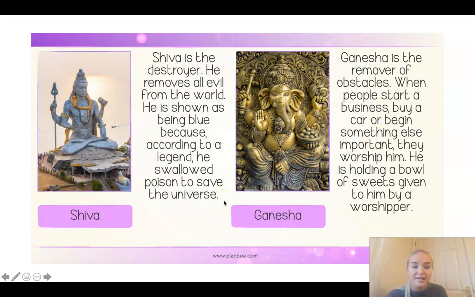The final god that we are going to look at today is Ganesha. Ganesha is the remover of all obstacles. So when people buy a business or buy a car or begin something else important that they want to invest in, Hindus worship Ganesha because they believe that he is going to remove all obstacles that might be in the way of you achieving success. He is shown holding a bowl of sweets here that are given to him by a worshipper.